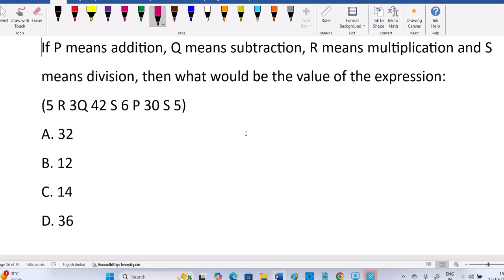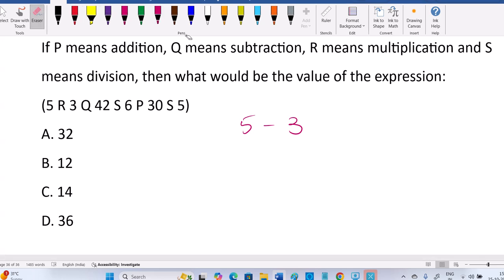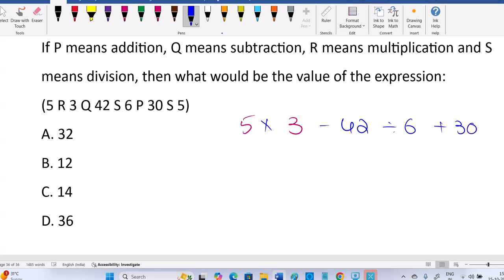14. So we have to apply the BODMAS rule by default whenever there are multiple operations. So 5 minus 3 and here, sorry, R represents multiplication. Okay. 5 multiplied by 3, then subtracting 42 divided by 6, then plus 30 divided by. So we have to apply division first, then multiplication as well. So 14.